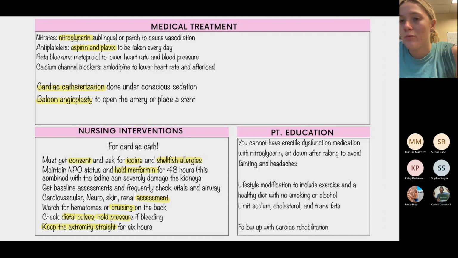Post-op, we really want to make sure we're doing full assessments, and we're really looking for hematomas or bruising on the back, especially if they went in through the femorals. We need to know if there's internal bleeding happening, okay? Always check the pulses distal to the insertion site, and if it's bleeding, you need to hold pressure, and you just keep holding pressure. We keep the extremity straight for 6 hours, okay? They cannot move it, they cannot bend it, it has to keep straight, okay?